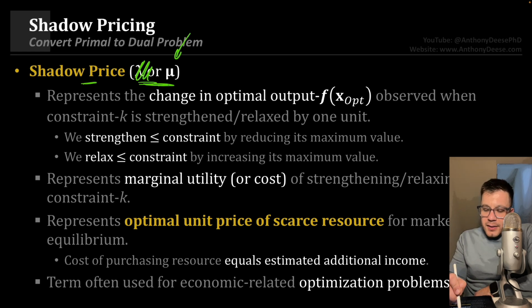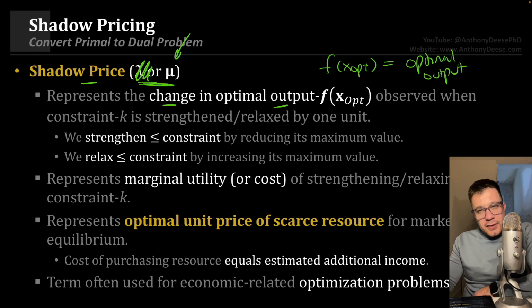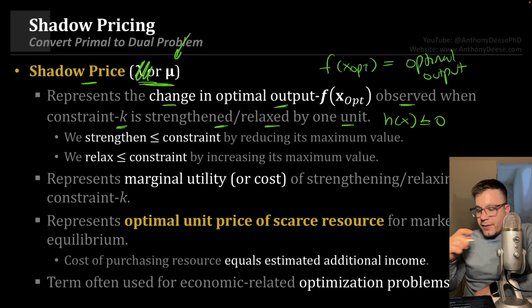A shadow price represents a change in the optimal output. Remember that f of x optimal is the most optimal output, the most optimal condition that we can achieve. So it represents the change in the optimal output observed when a constraint k is strengthened or relaxed by 1 unit. And we're only dealing with h of x inequality constraints, so we don't have to consider g of x.